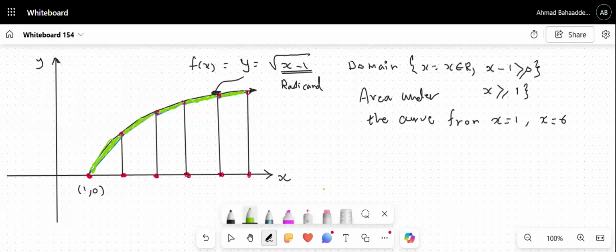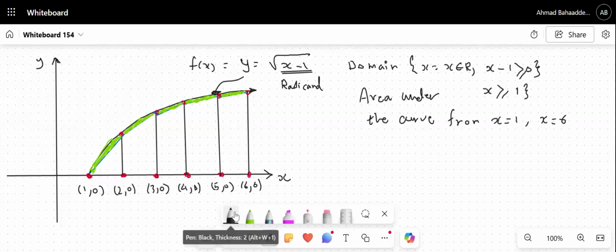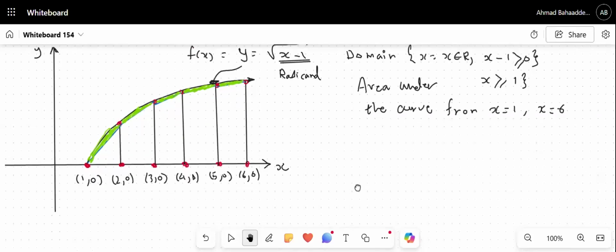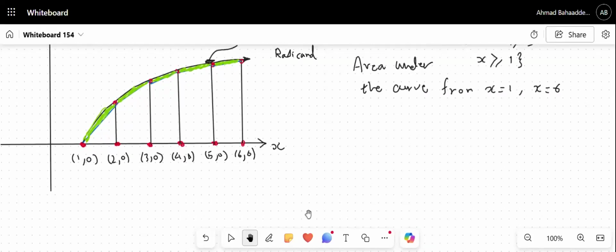So basically we have, and the other points I can put here like a 2 and 0. This is a 3 and 0, and this is a 4 and 0. This is a 5 and 0. This is a 6 and 0. So basically we try to find the area under the curve. According to what I showed you guys, let's just go a little bit to the top. So basically we have 1, 2, 3, 4, 5 different areas.